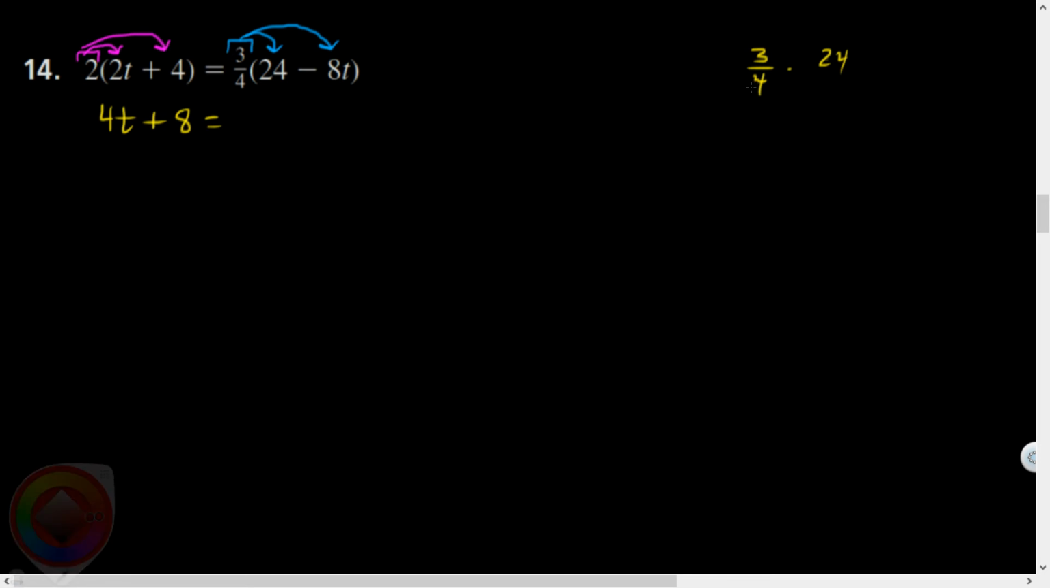Devin, what is 24 divided by 4? 4 goes into 4 once, and 4 fits into 24 6 times. And then this is where Pooja got her answers. 3 times 6 is 18. If you want, you can put this over 1 and multiply the numerators and the denominators, as I say. So 3/4 times 24 is 18.